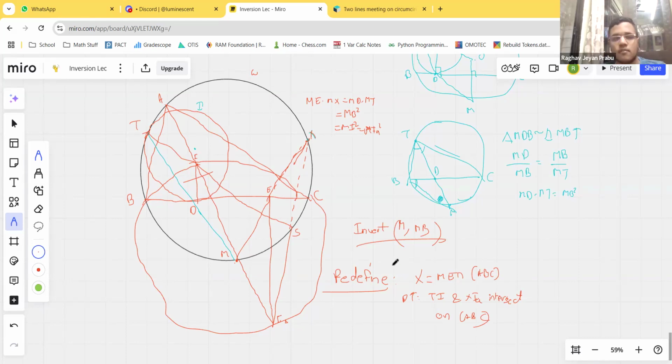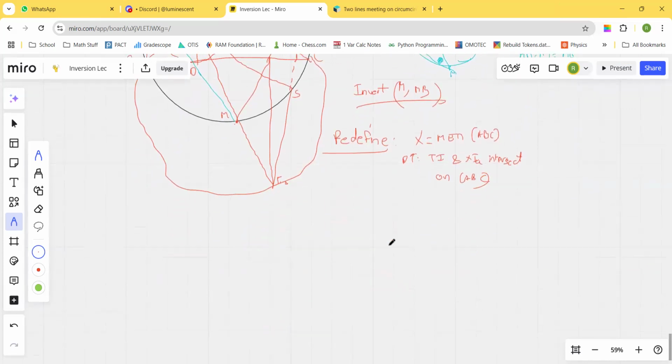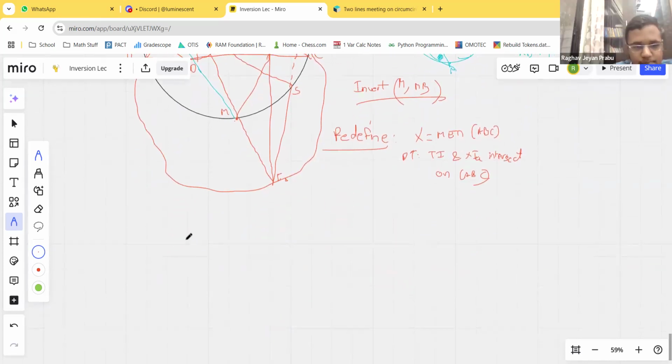Has everyone understood what we are doing and why we are doing this? Okay, I assume yes. Right. So now let's have a look at what happens to the inverted figure.